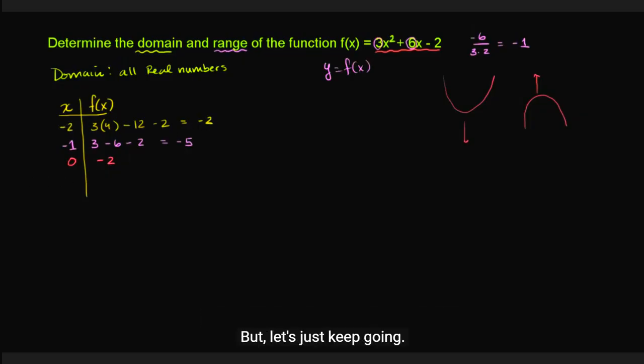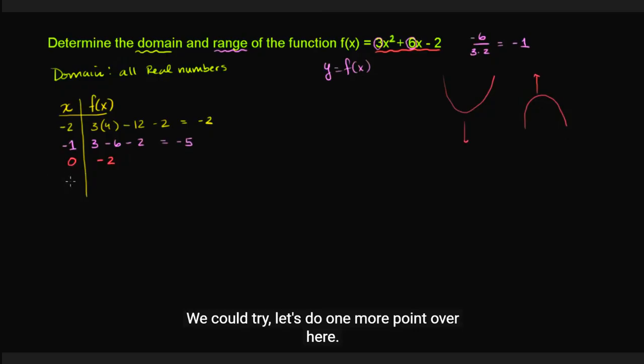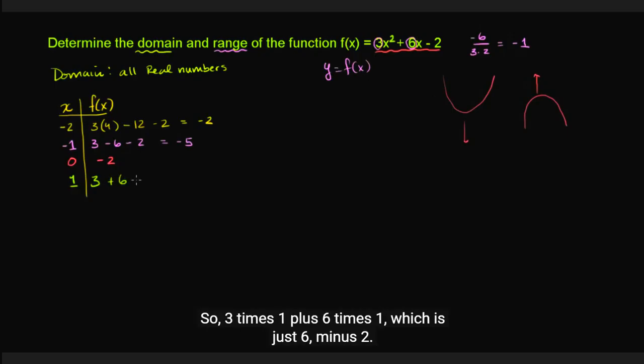But let's just keep going. Let's do one more point over here. So we could try x is equal to 1. When x is equal to 1, you have 3 times 1 squared, which is 1. So 3 times 1 plus 6 times 1, which is just 6, minus 2.